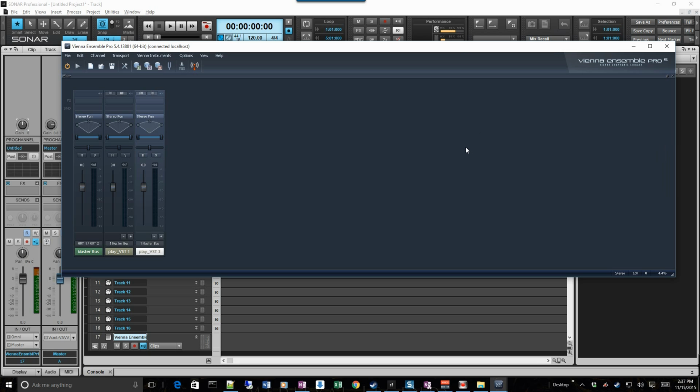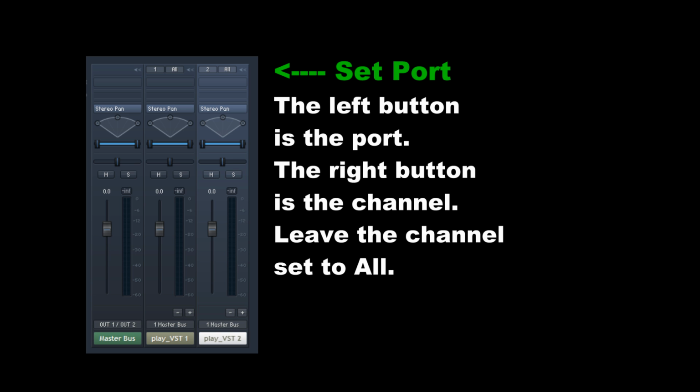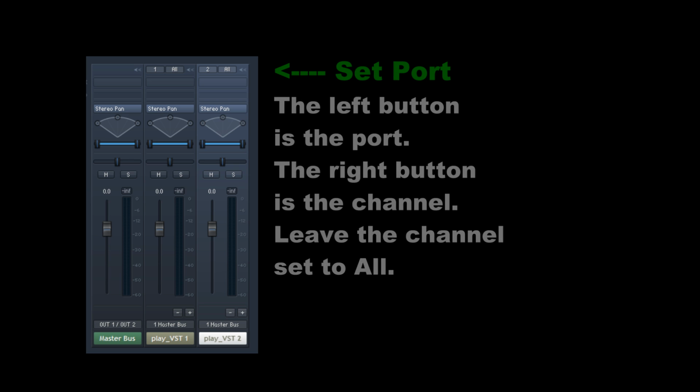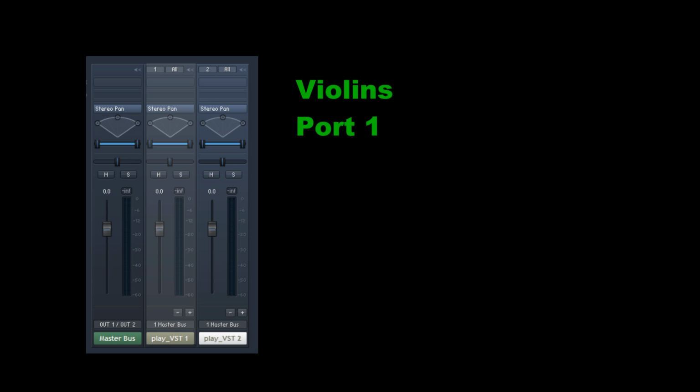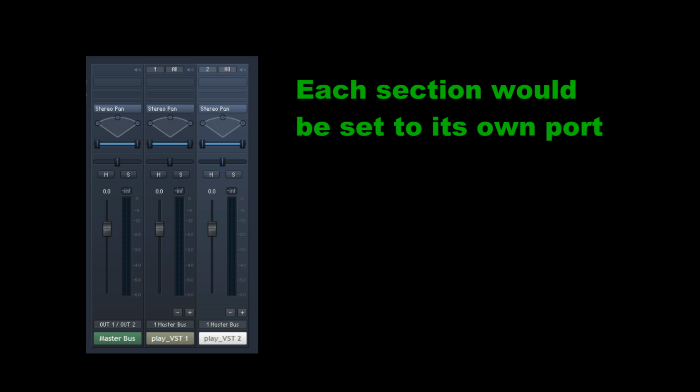Okay, now there's one more thing we need to do inside of Vienna Ensemble Pro. Zoom in here. We want to set the port, which is the left all button here. We're going to set the violins to be port 1 and the cellos to be port 2. You'll see why this is important in a minute.